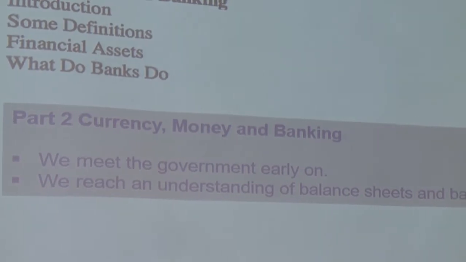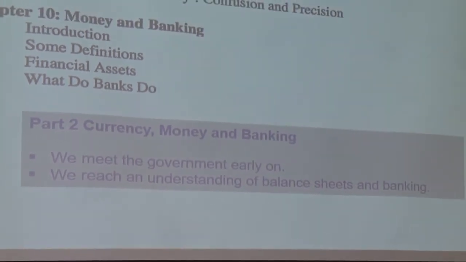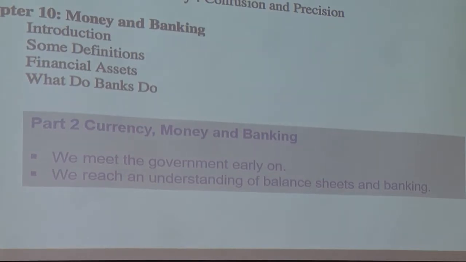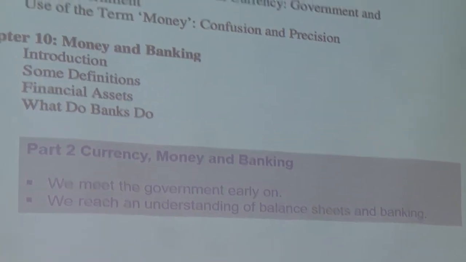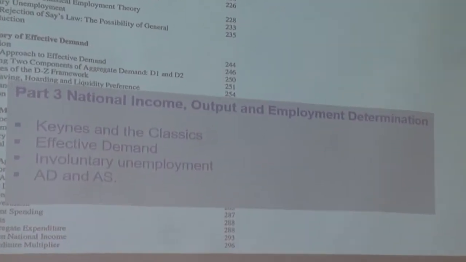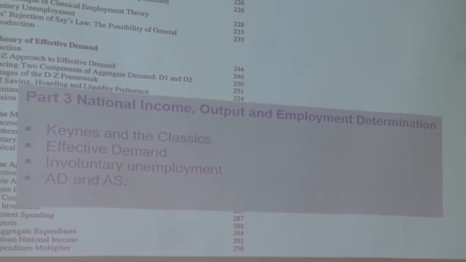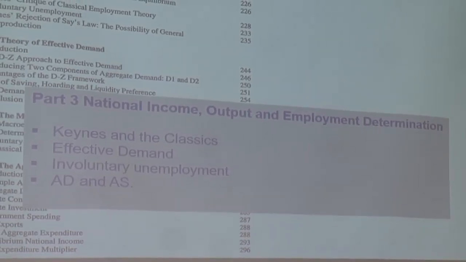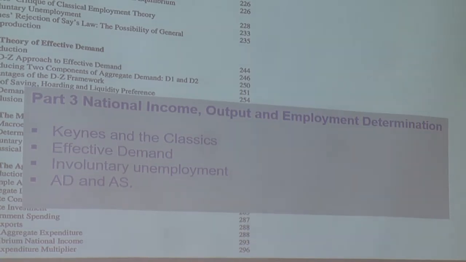Part two is about currency, money and banking, and here we meet the government formally, and we reach an understanding of balance sheets and accounting and banking and stock flow consistency. Won't find that in very many books. Part three is a pretty standard national income output and determination section, except we go back to a nominal world, what I call a nominal world. Randy will probably shriek, but we go back to a nominal world where we start with Keynes. And so we teach students national income output and employment determination going from what I call nominal to real, not eliminate, because money is crucial to understanding all of that.